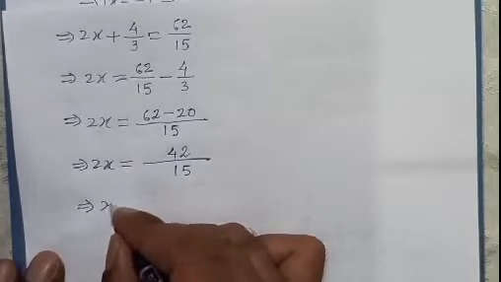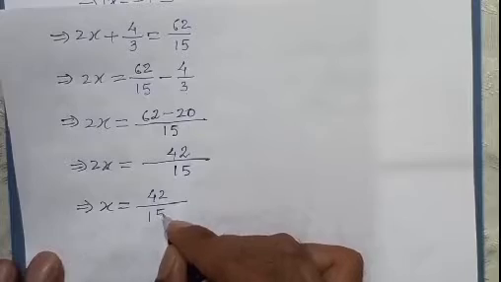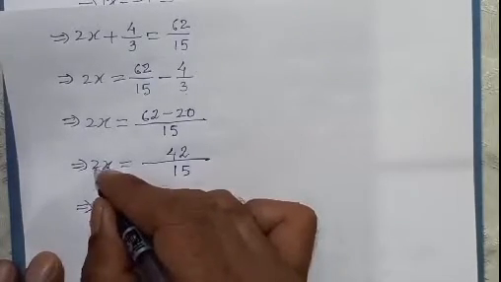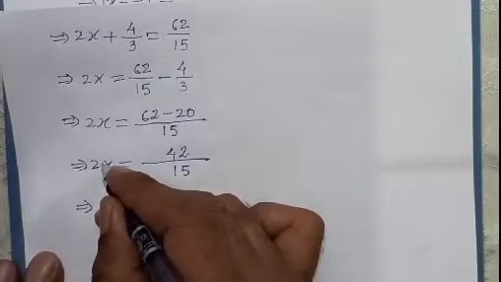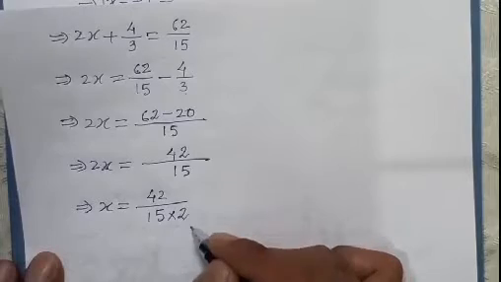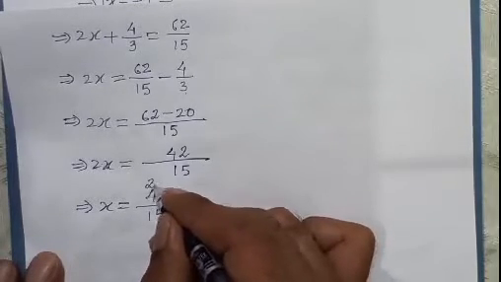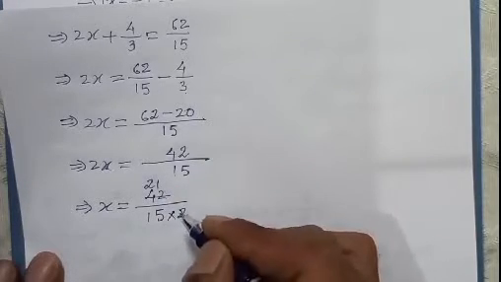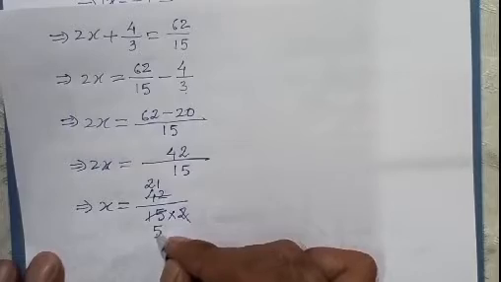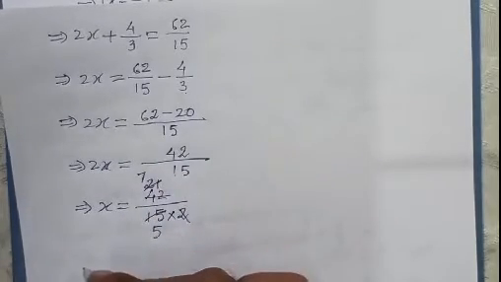Now if we want to find out x, then 42 by 15 will be divided by this 2. 2 is transposing, then here is multiply, then multiply will change to divide. So 42 will be multiplied by 2. 2 multiply 42, that is 21. And 21 and 15 we can divide by 3. 3 5 times is 15. 3, 7 are 21. 7 by 5 is getting.